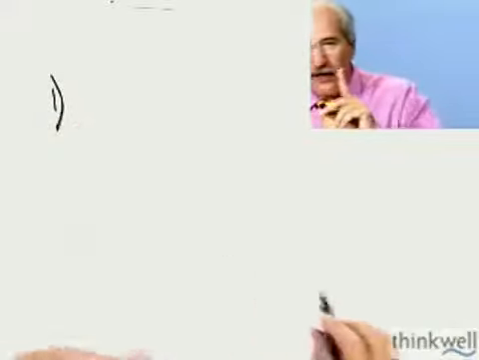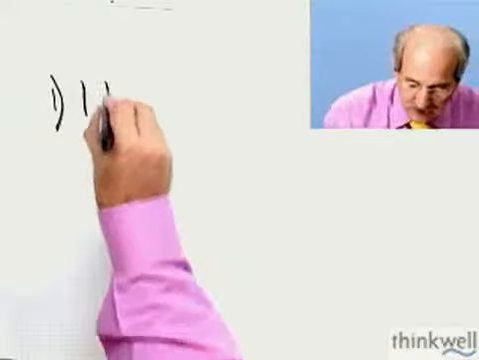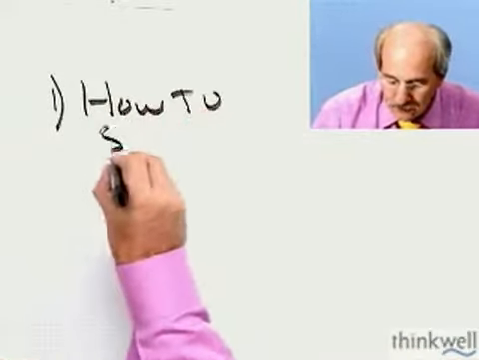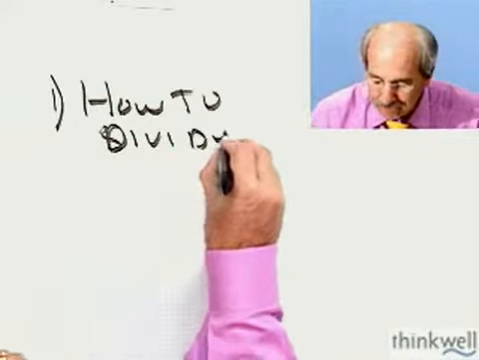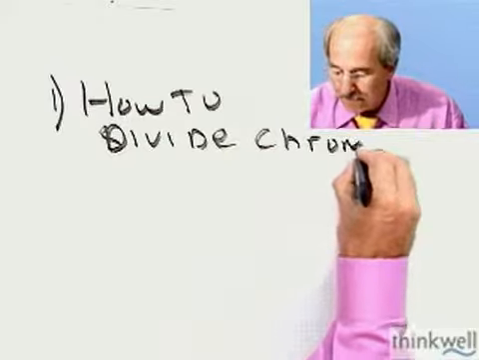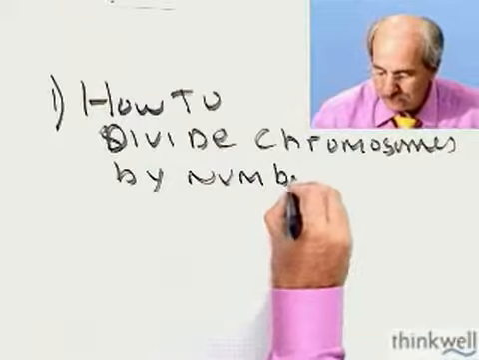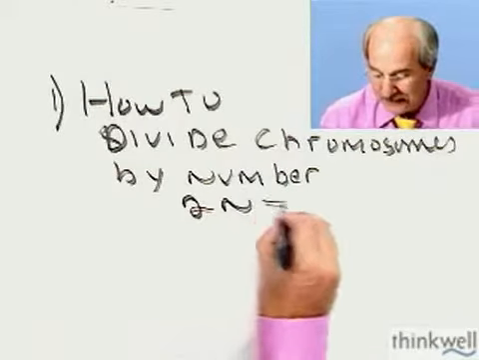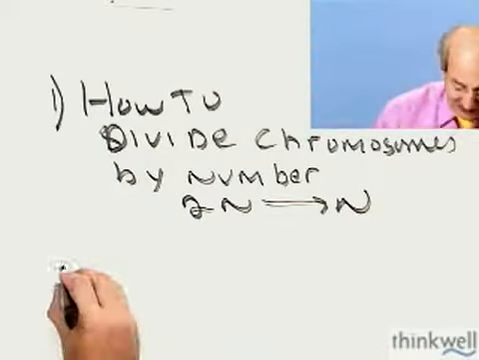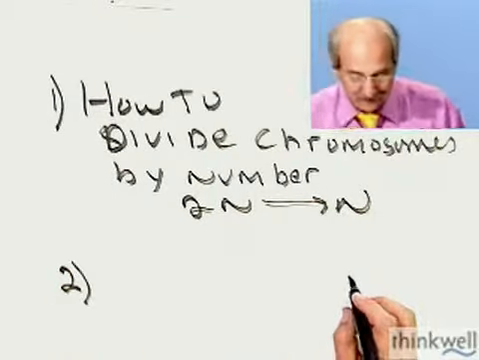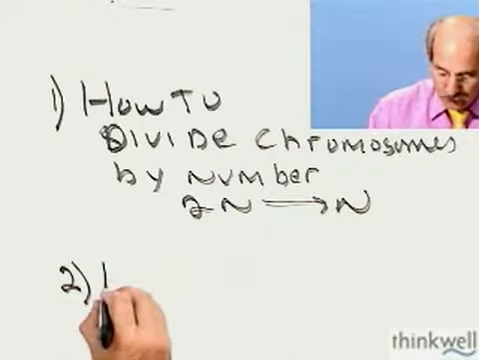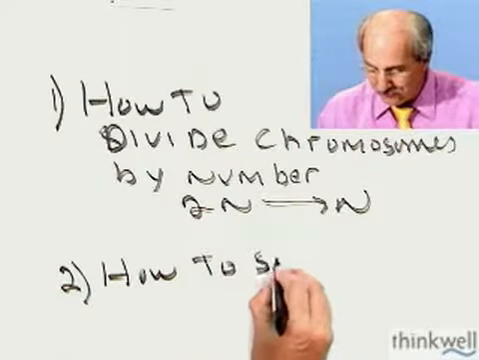And so in summary, let me just say this. As we approach the study of meiosis, there are two dilemmas I'm going to pose to you. Number one. Problem number one is this: how to divide chromosomes by number. In other words, go from 2n to n. And the second dilemma I want to pose to you is this: how to sort chromosomes.